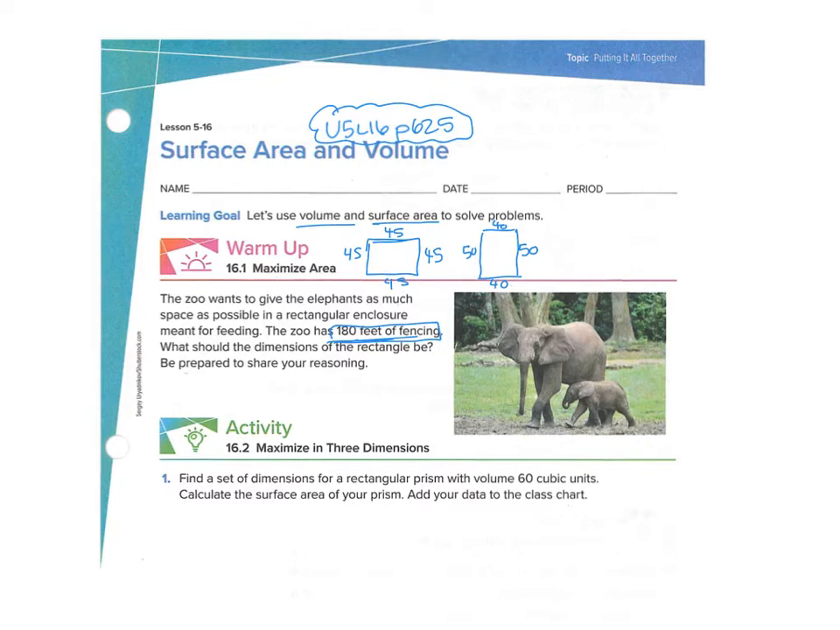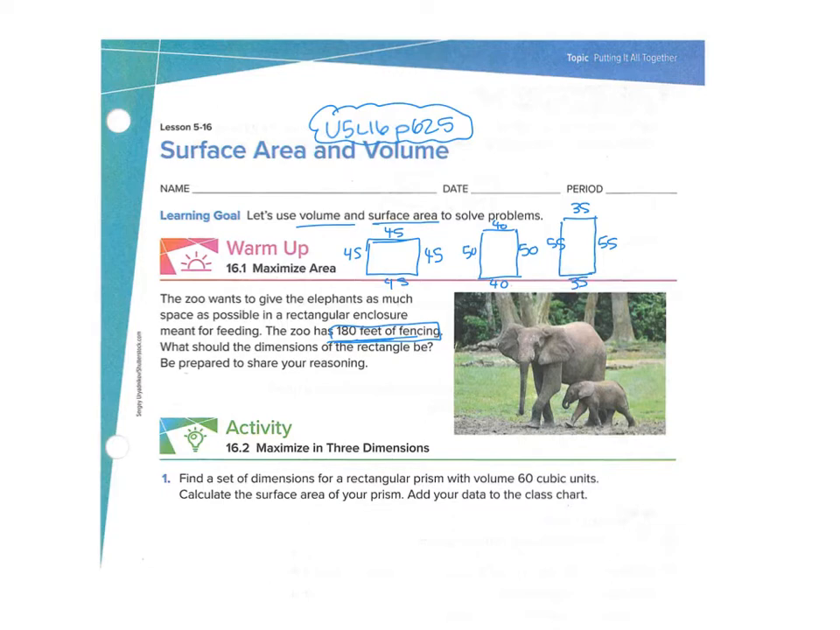Or I could increase my side length and make it even a little longer, but it'd become a little bit more narrow. I could do 55 and 55. That's 110. And 180 minus 110 is 70. So that would leave 35 and 35 feet of fencing.